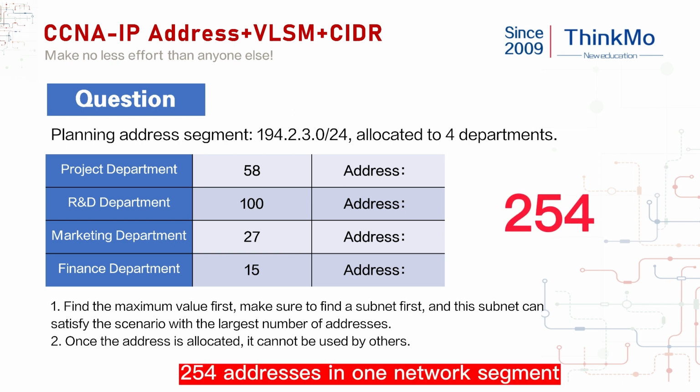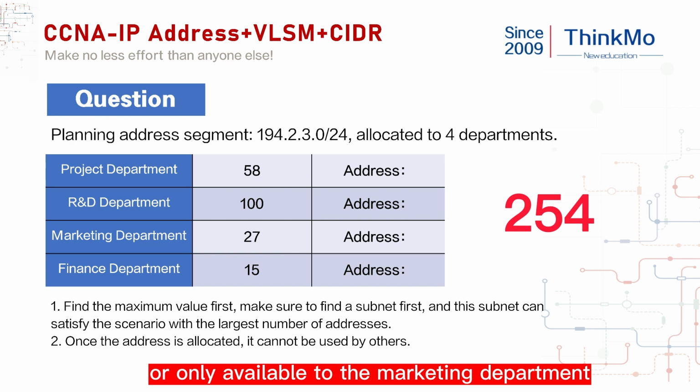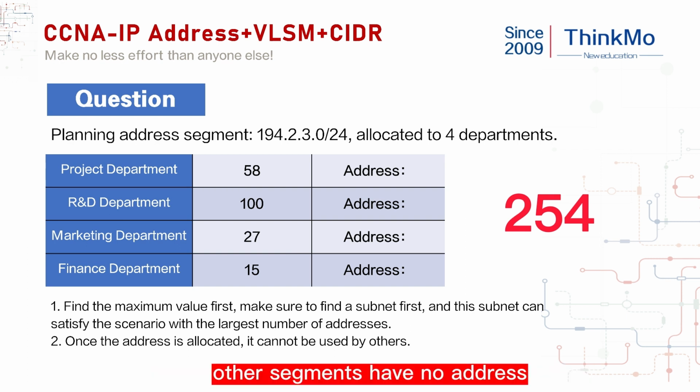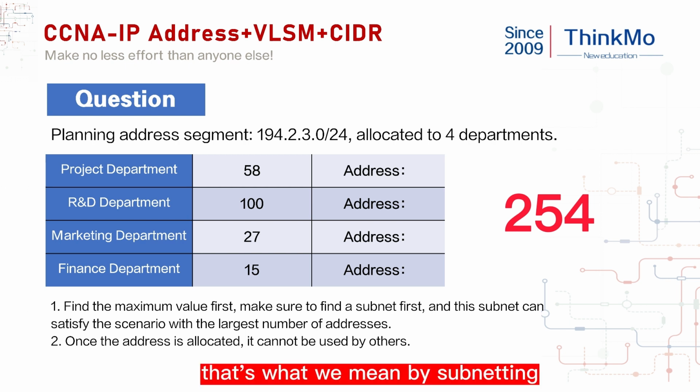254 addresses in one network segment are for the RAND department use only, or only available to the marketing department. Other segments have no address. You want the address to be enough and also wish they were in separate segments. Without subnetting, this is impossible. That's what we mean by subnetting.